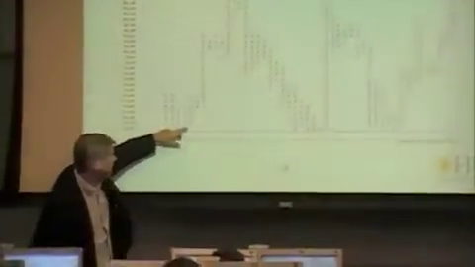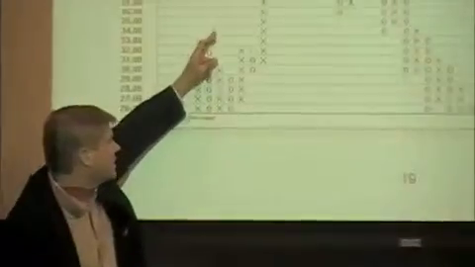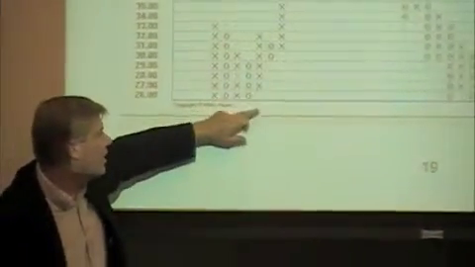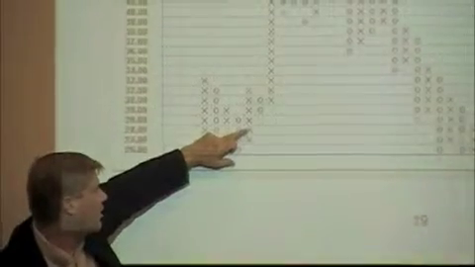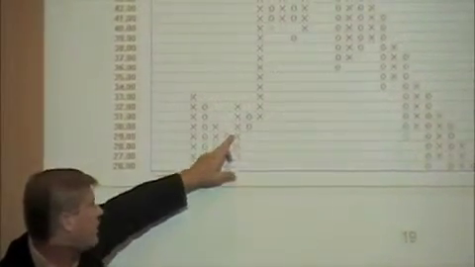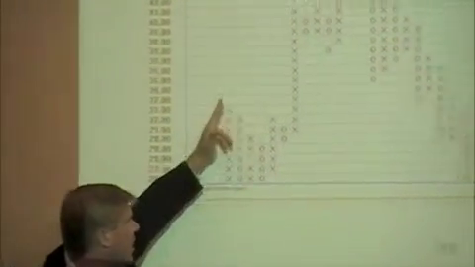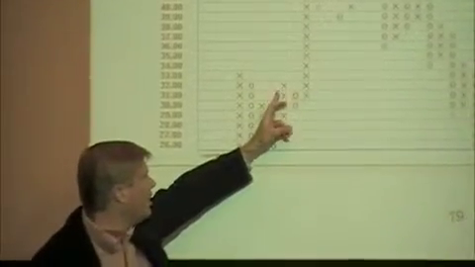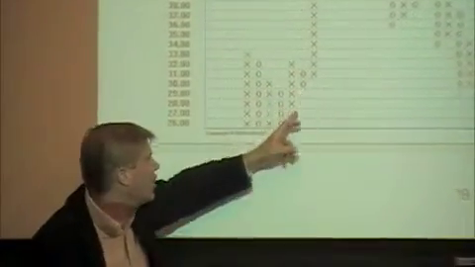What you do with a point and figure chart is the columns of X's mean the stock is going up. Every time it goes up another point, you draw another X. It goes up another point, you draw another X, and you just keep going. As soon as it loses a point, you move over a column and start drawing O's.